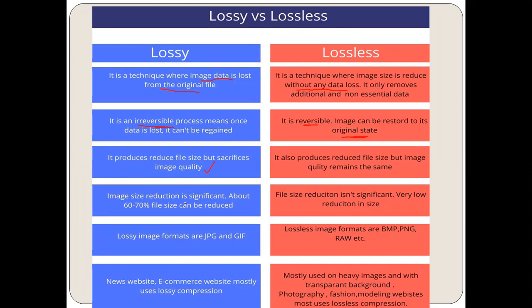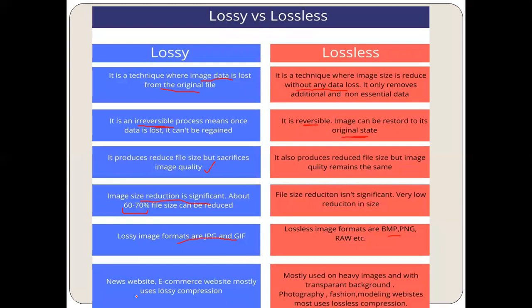Now, in lossy, the size reduction is significant. Around 60 to 70% of the file size can be reduced, as it sacrifices the quality of the file. But in lossless, we cannot reduce the file size to that level. It is insignificant. It is very low. The lossy image formats are JPG and GIF, while the lossless image formats are BMP, PNG, RAW, etc.